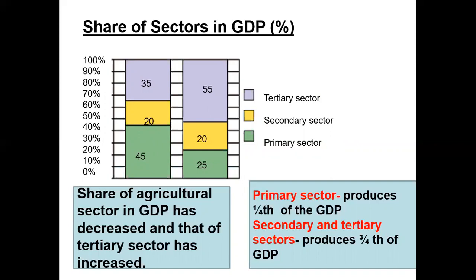Secondary sector looks almost the same, 2020. The primary sector seems to have decreased from 45 to 25, but the tertiary sector has increased from 35 to 55. So share of the agricultural sector in GDP has decreased and that of tertiary sector has increased.